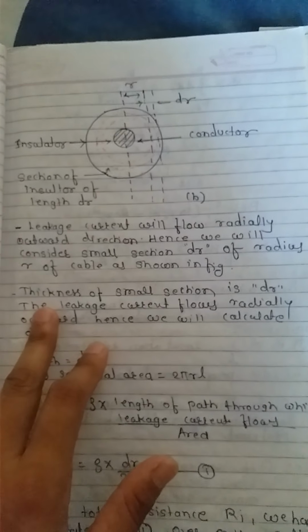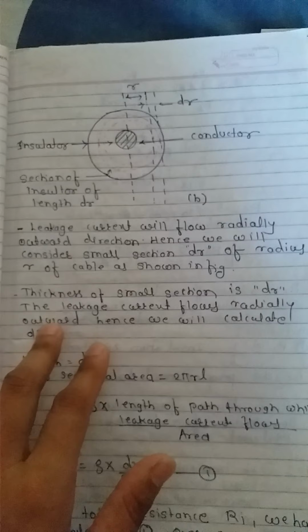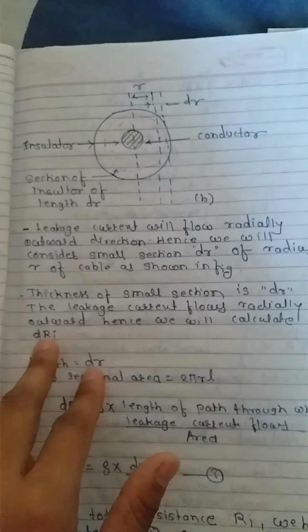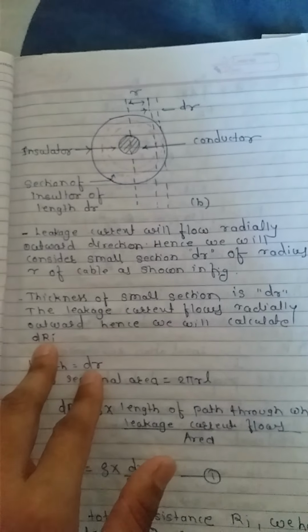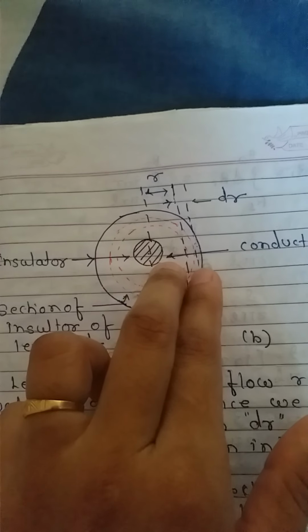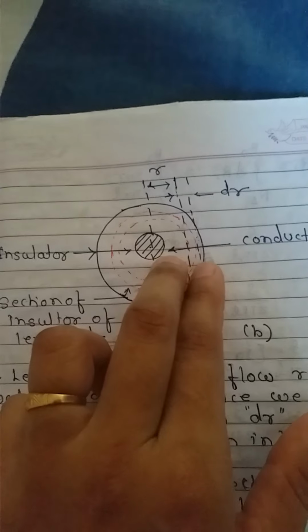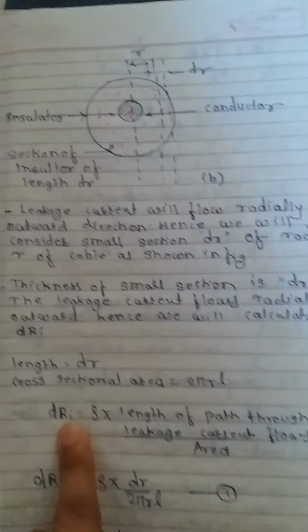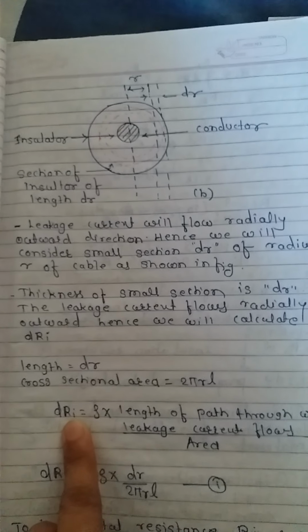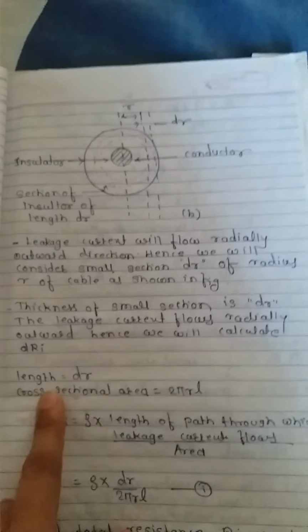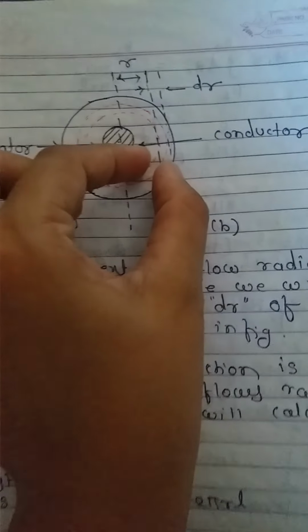Thickness of the small section is dr. The leakage current flows radially outward, hence we will calculate the small insulation resistance, okay? Now listen, the total insulator is this much, but we have taken the small section, correct? So for this small section we will calculate the small amount of resistance, that is dRi, and then we will integrate that equation and calculate the whole, total resistance.